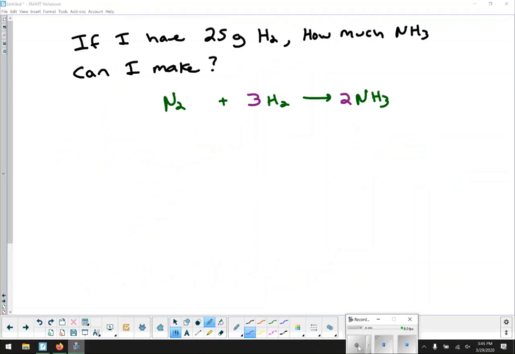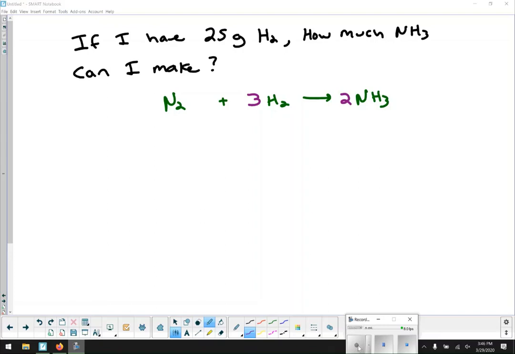Okay, so let's look at an actual stoichiometry equation, the basic type that you would see on your worksheets and quiz. If I have 25 grams of hydrogen gas, H2, how much ammonia can I make? We're assuming we have all the nitrogen we need. And for this week, we will only be looking at one of the reactants or one of the products, and we won't be worrying about the amounts of the other one. So I have 25 grams of hydrogen. Assuming I have all the nitrogen in the world, how much ammonia can I make?